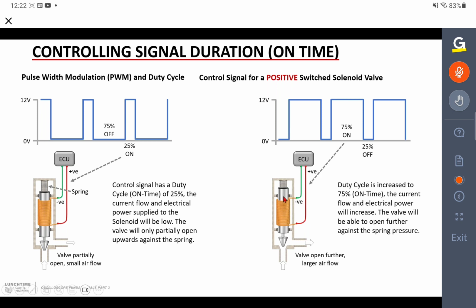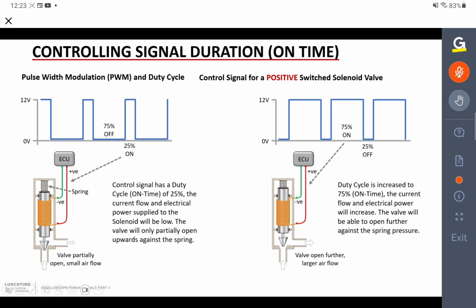So the valve will tend to adopt a position that is dependent on how long the on time is compared with the off time. The greater the on time, the more electrical power is flowing through the solenoid winding, the higher the solenoid will go and open the valve more. So it's controlling solenoid valves.